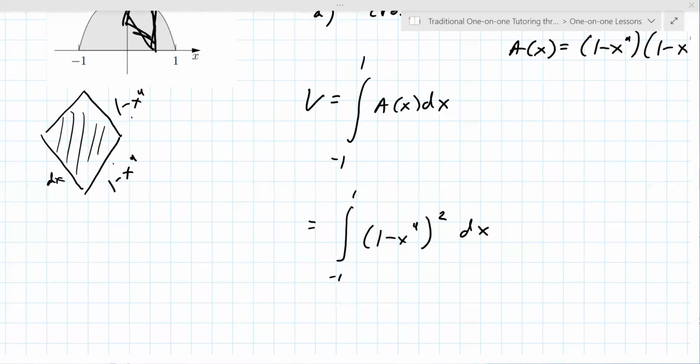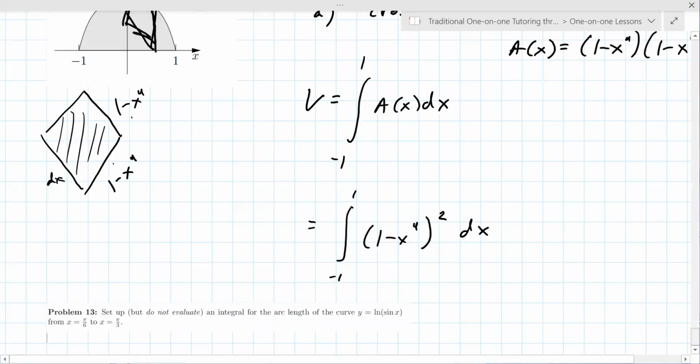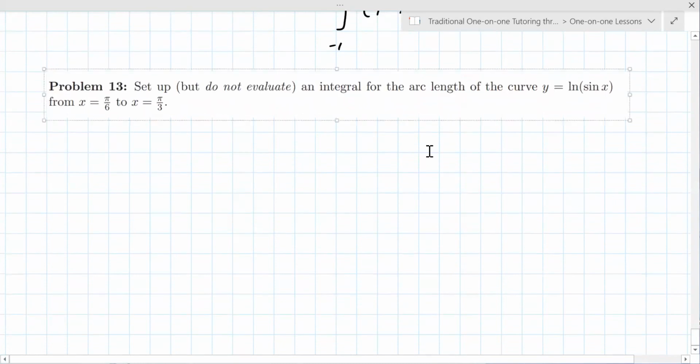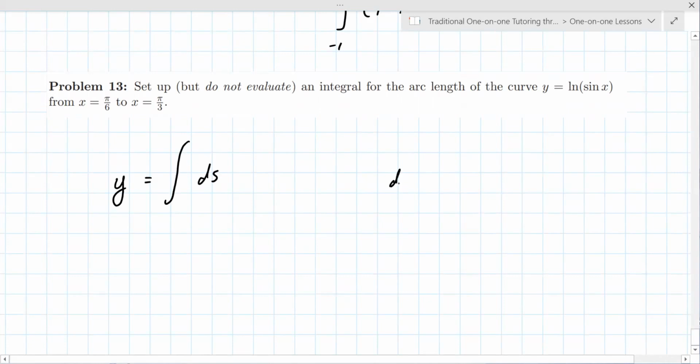All right, so here's your classic arc length problem where you just set it up. You don't actually do it, because most of them you can't. Yeah. So the arc length has a formula. It's the integral of ds, and ds is the square root of 1 plus dy/dx squared.